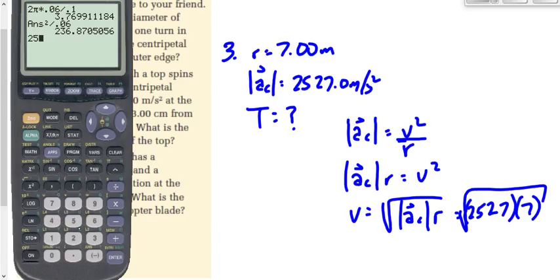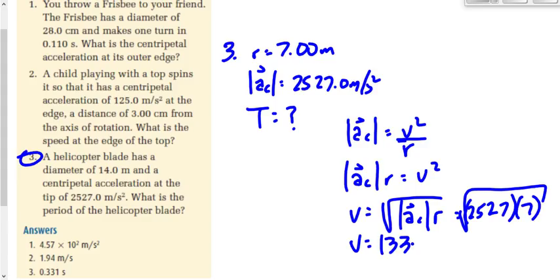25/27 times 7, square root that. We end up getting 133 meters per second. Okay, who was it that said, oh, it was Erica that said find the speed, right, using a is equal to v squared over r. Okay, good, good. We got something else now.